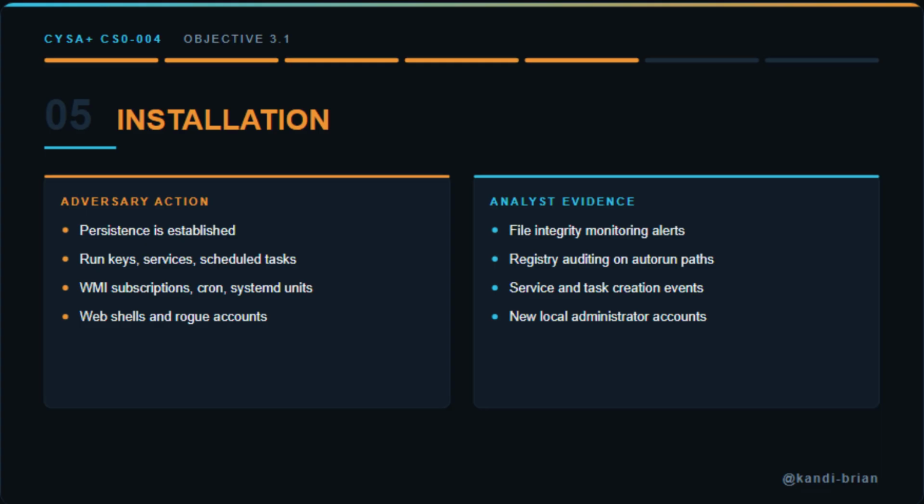Detection here is about integrity and change. File integrity monitoring on critical directories. Registry auditing on auto-run locations. Service and scheduled task creation events. Alerting on new local administrator accounts. Baseline comparison, where the entire value is that you knew what normal looked like before the incident started. One exam frame worth holding on to: not every intrusion includes installation. A credential-based attack against a cloud identity may never install anything on an endpoint. The model assumes malware persistence, and that assumption is one of its documented weaknesses.